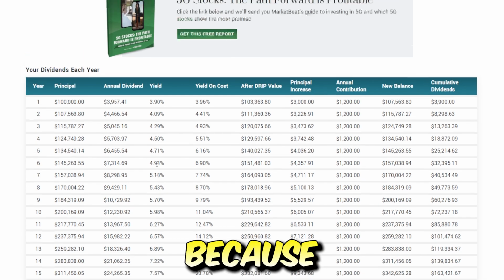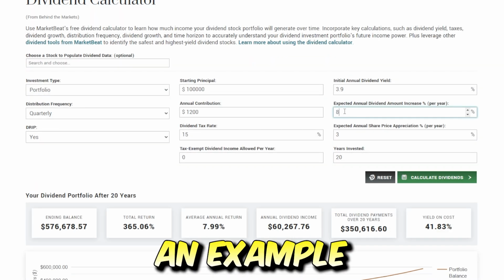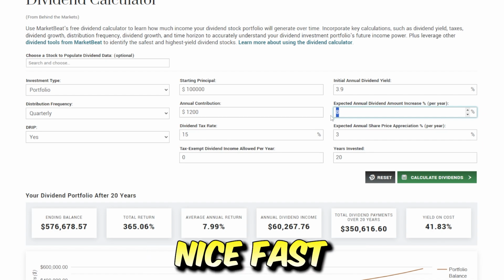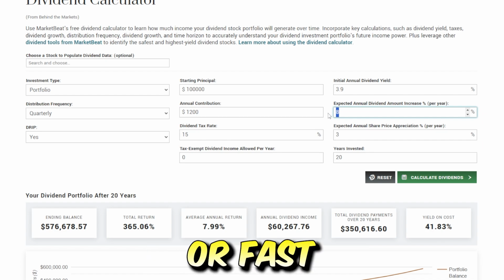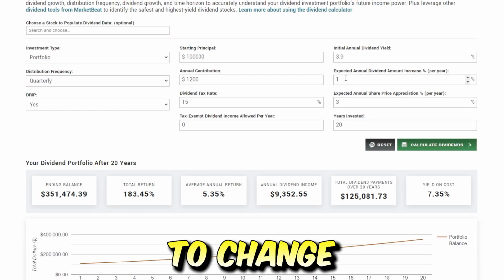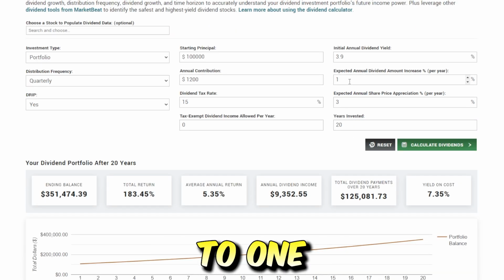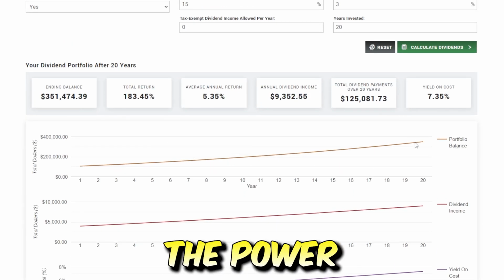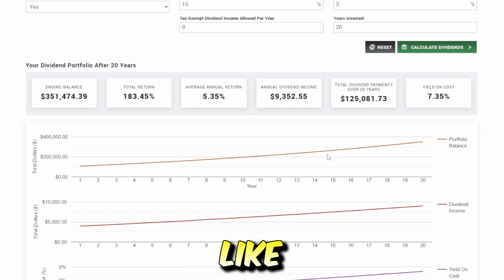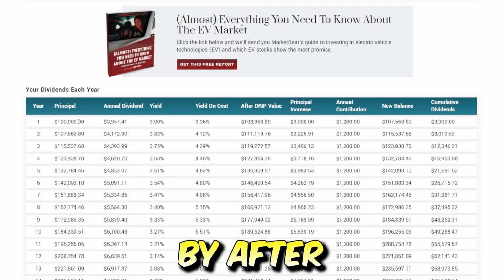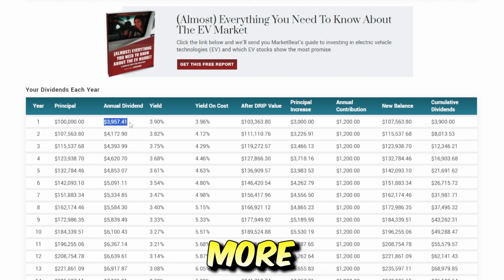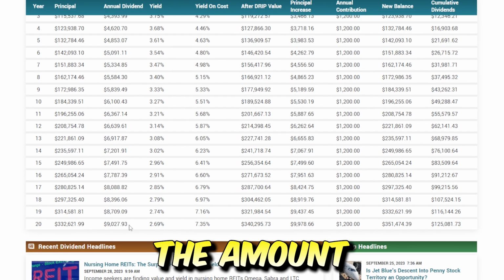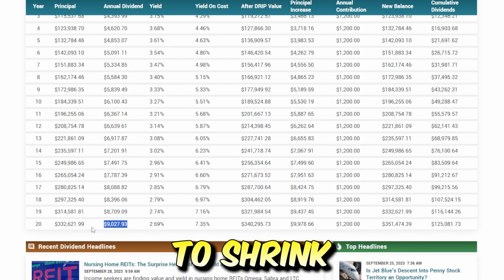And this only happened because, for this one example, we used an example of a dividend growth ETF that does historically have a nice, fast annual dividend amount increase, or fast dividend growth. Now, for example, if we were to change the expected annual dividend amount increase to 1% instead of 8%, the outcome is going to look so different. You can see right here the power of compounding does not necessarily kick in like it would have otherwise. And you can see this by after year number 1, the same amount of dividends more or less is being paid off of the original principal, but very quickly on you're going to notice that the amount of dividends annually is going to shrink like crazy.